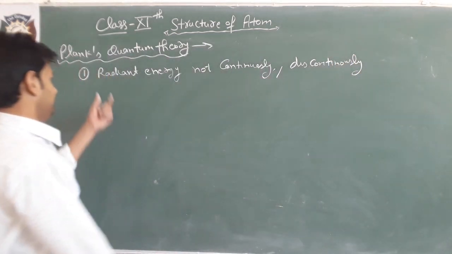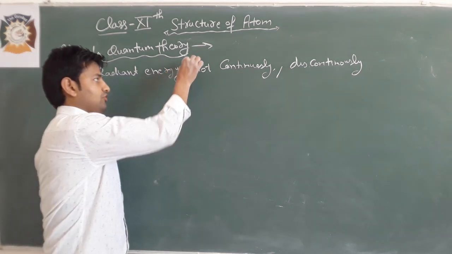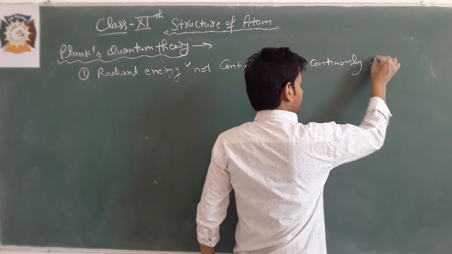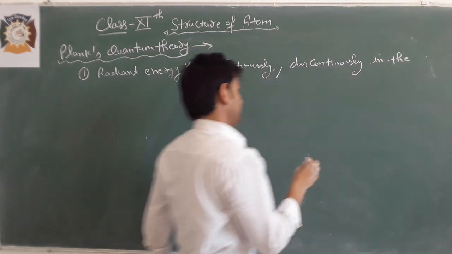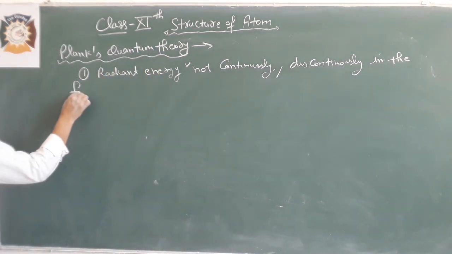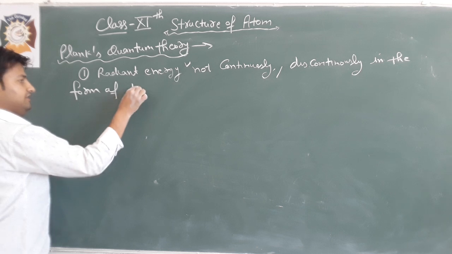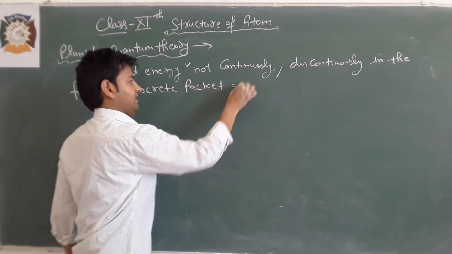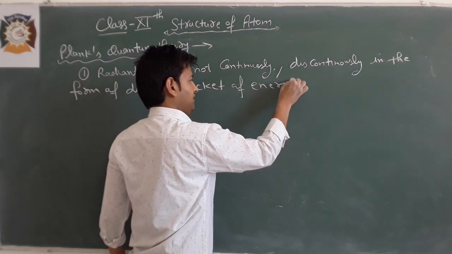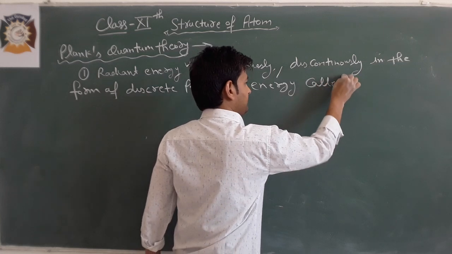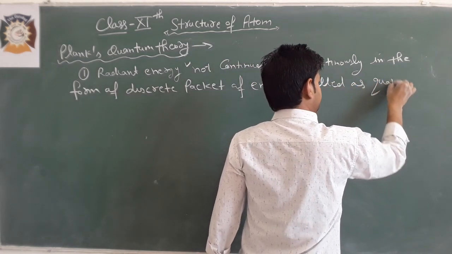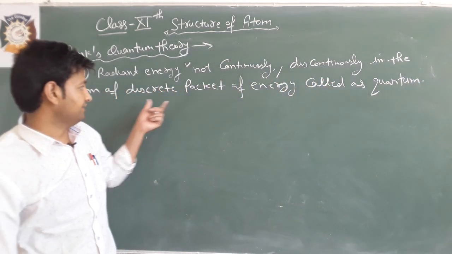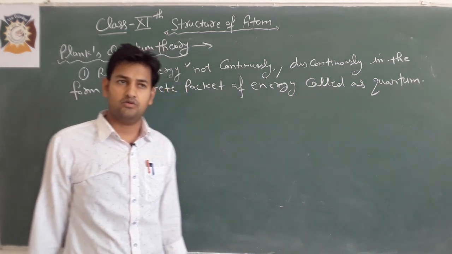Radiant energy is emitted or absorbed from a source not continuously but discontinuously, in the form of discrete packets of energy. A discrete packet of energy is called a quantum.